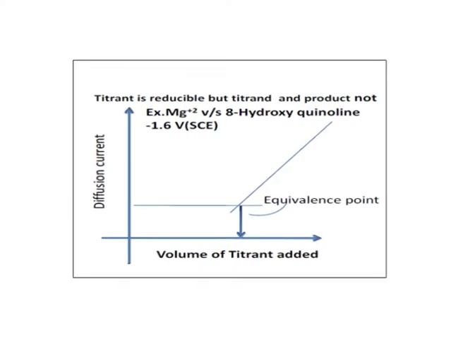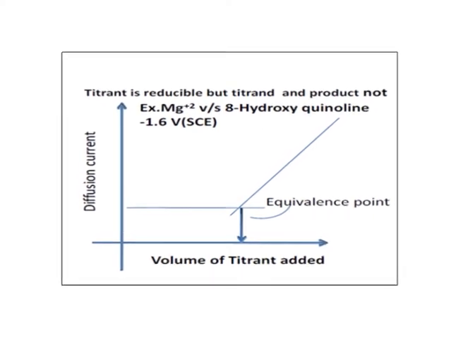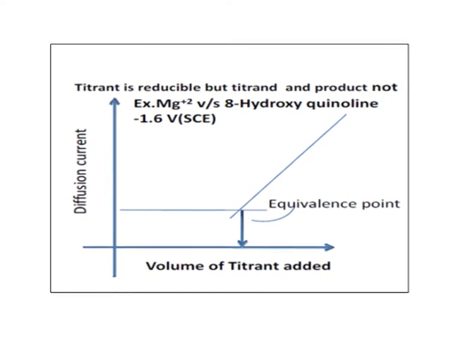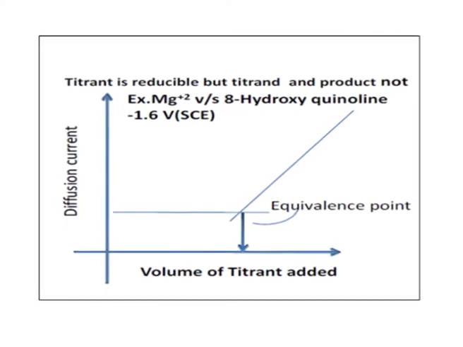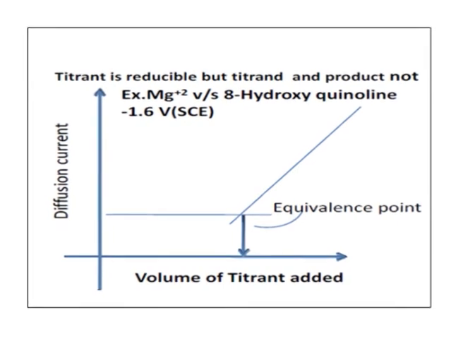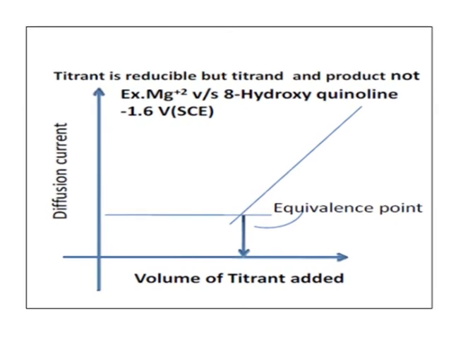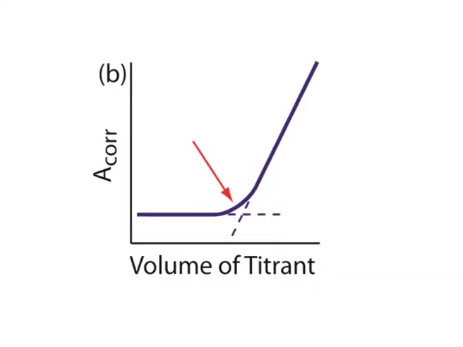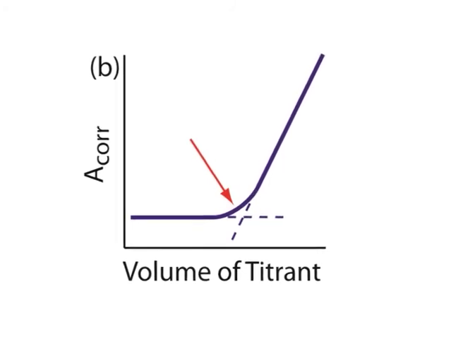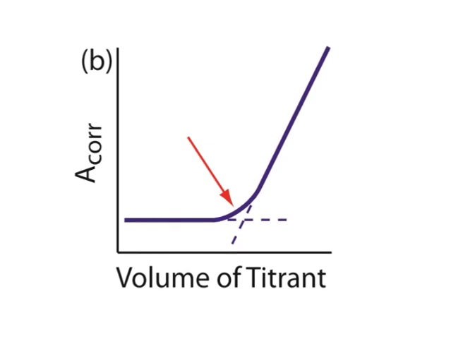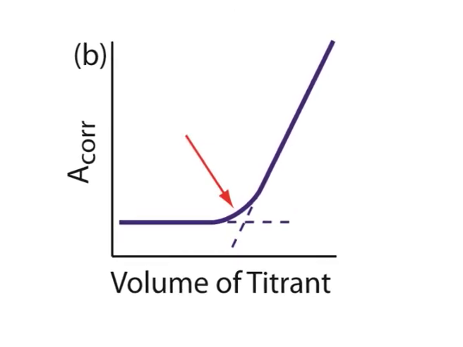Second, the titrant is reducible, but the titrand and products are not reducible, as shown in figures A and B. When a solution containing magnesium ion is titrated against a reducible species such as 8-hydroxyquinoline at a constant potential of minus 1.6 volt, the current is steady till the end point because magnesium ion does not undergo reduction. Beyond the end point, the 8-hydroxyquinoline undergoes reduction. As its concentration increases, the diffusion current also increases.